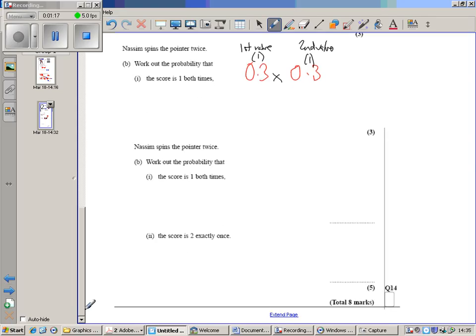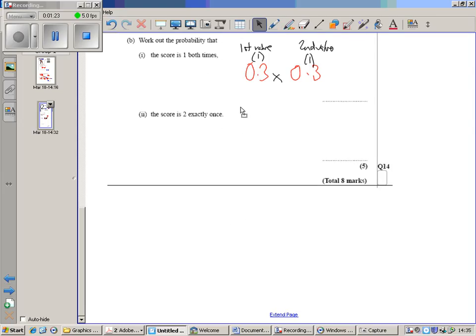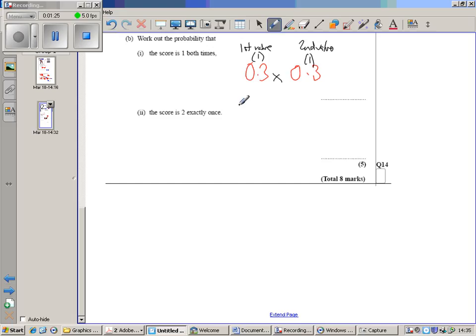this is where it gets more difficult. Spinning the pointer twice, so we've just done 1. We now need to work out the probability of him scoring 2. And this is a tricky one. The way you can do it is with a tree diagram. You could say that he's either going to score 2 or he's not. So I've written 2 for scoring 2 and n for scoring not.